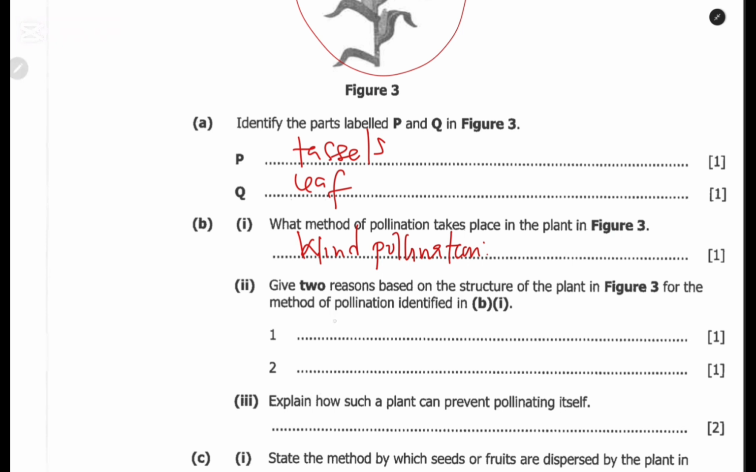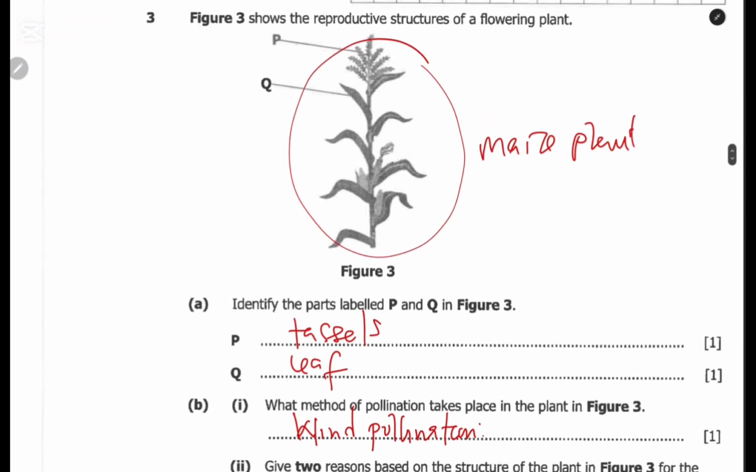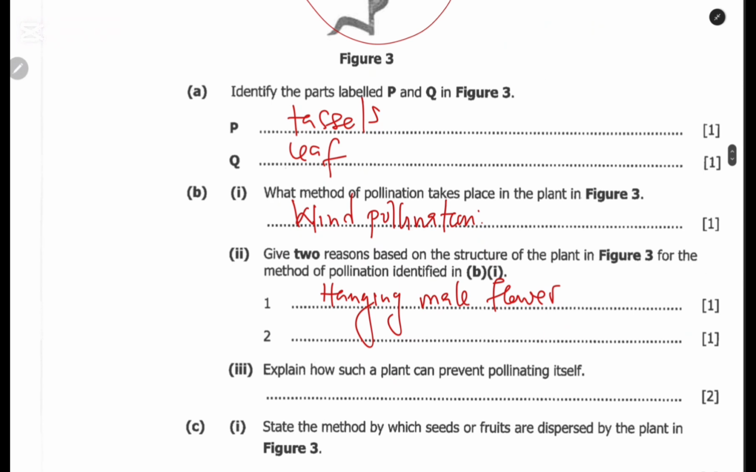So what are the reasons? So hanging male flowers. Okay, so the top part here is the flowering part. So hanging male flowers, and that makes it easy to pollinate by wind.